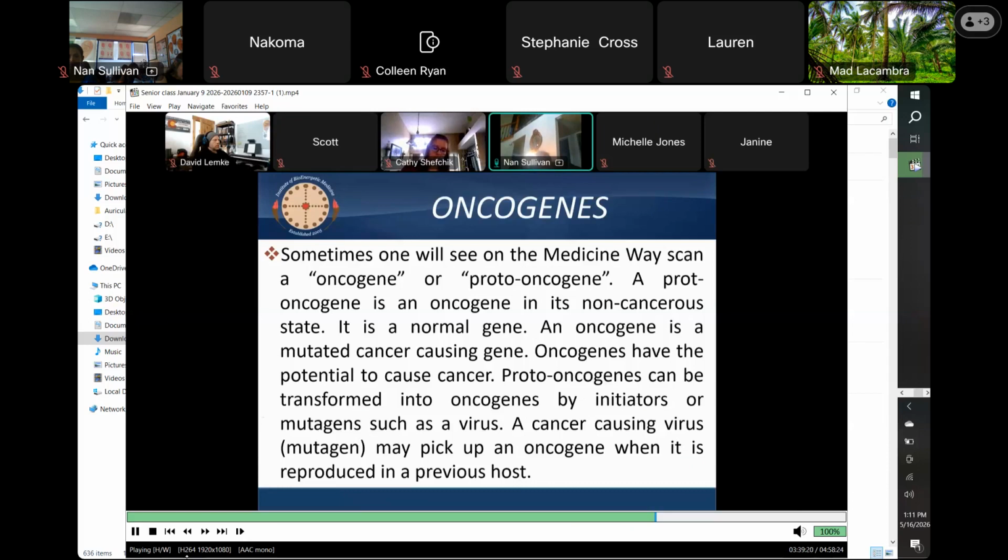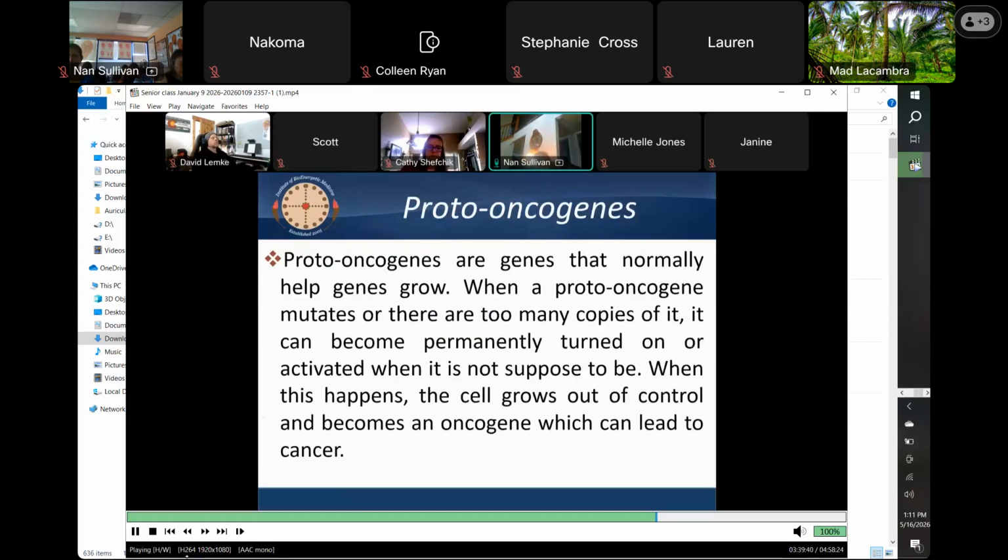Proto-oncogenes can be transformed into oncogenes by initiators or mutagens, such as a virus. A cancer-causing virus or mutagen may pick up an oncogene when it is reproduced in a previous host. Proto-oncogenes are genes that normally help cells grow. When a proto-oncogene mutates, there are too many copies of it. It can become permanently turned on or activated when it's not supposed to be. When this happens, the cell grows out of control and becomes an oncogene, which can lead to cancer.